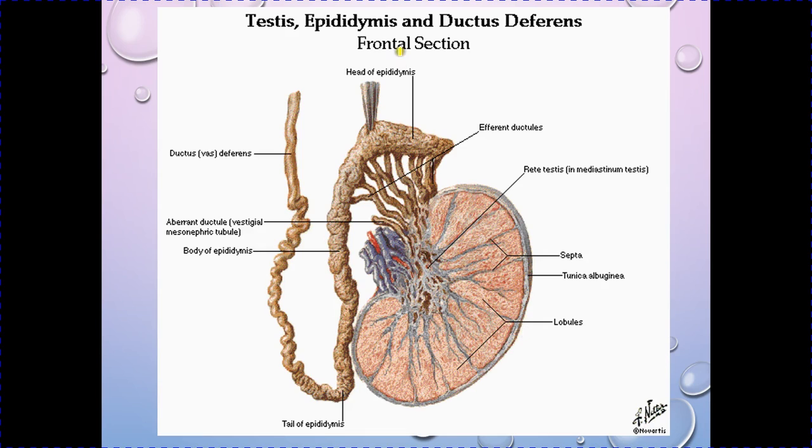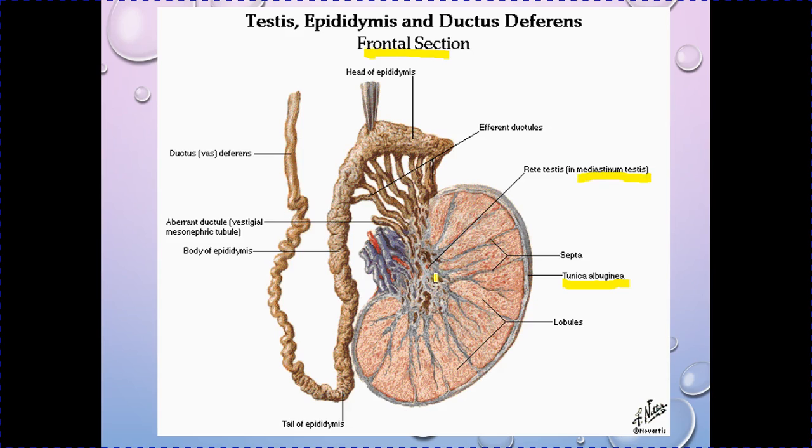Okay, this is the frontal section of the testes, and in this figure you can see that the outermost covering is the tunica albuginea. Very good. This is the tunica albuginea, which forms the capsule of the testes. In the posterior region, the tunica albuginea is thickened and incorporated into the parenchyma. This is called the mediastinum testis.